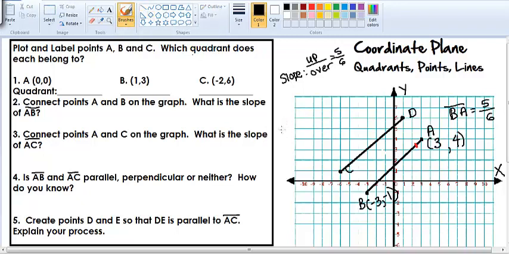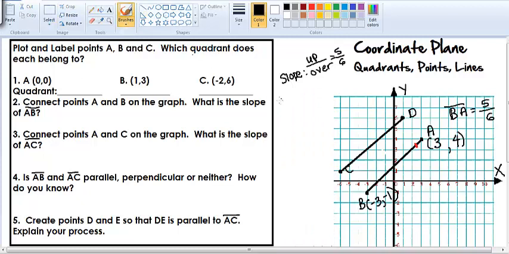So parallel lines, I'm going to make a space for me right here. So parallel lines. In geometry, you're going to learn a lot of symbols. The symbol for parallel lines is just like two vertical lines. Parallel lines have the same slope. Okay, so they have the same slope, and they never cross.